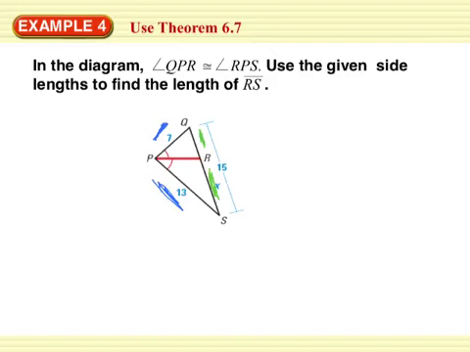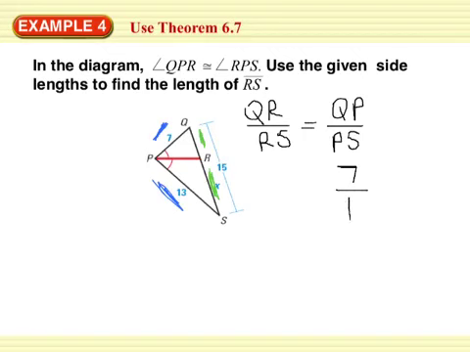QR over RS is equal to QP over PS. Now it's crazy, we have to figure out what to plug into all these. QP is 7, PS is 13, RS is X. What is QR? QR is 15 minus X. Love how they make that harder for you, right?